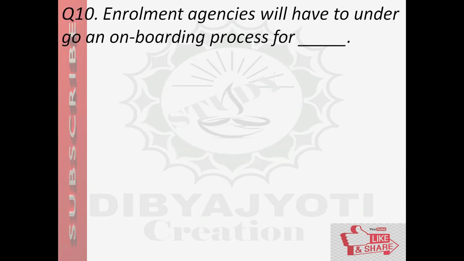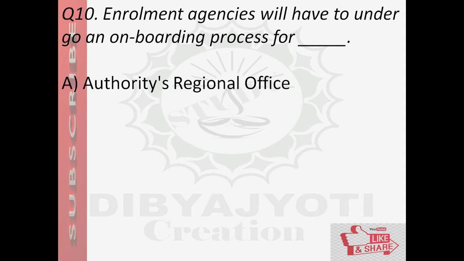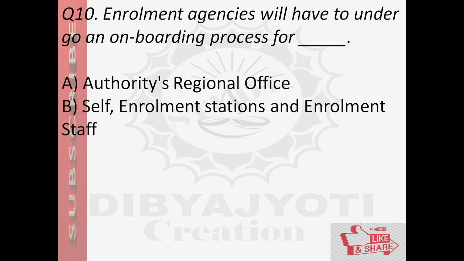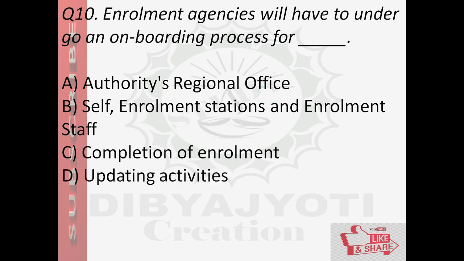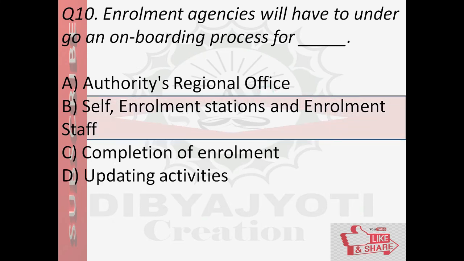The next, enrollment agencies will have to undergo an onboarding process for DASH. Options are option A, authorities, regional office. Option B, self enrollment station and enrollment staff. Option C, completion of enrollment. Option D, updating activities. And answer is option B, self enrollment station and enrollment staff.